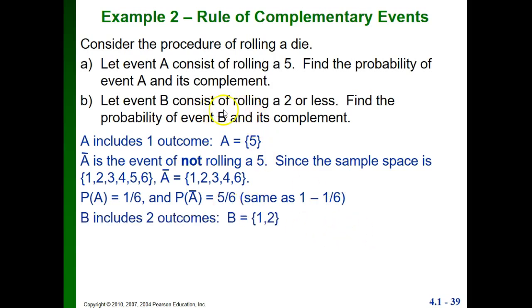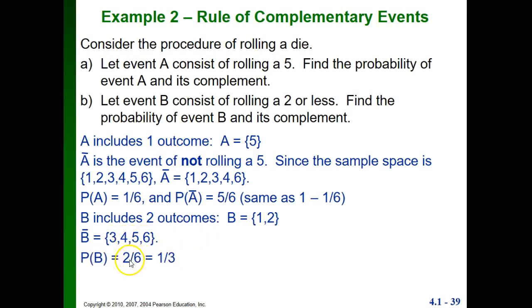Now for part B in this question, the event B consists of rolling a 2 or less. That includes 2 outcomes, because that could either be rolling a 1 or rolling a 2. So B complement would be every other face on the die that's not already included in this set, which would be 3, 4, 5, and 6.